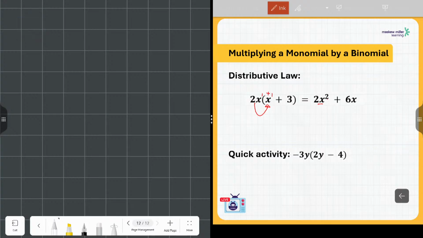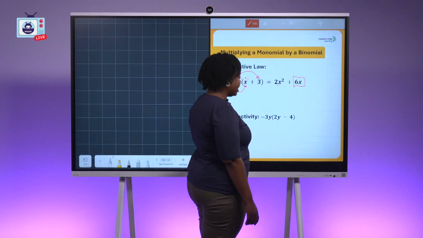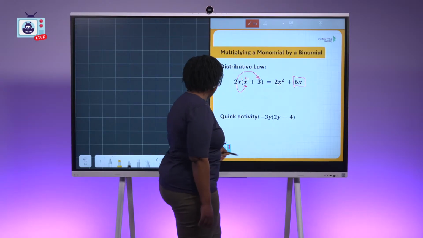Then we multiply again the 2x with 3. So 2x multiplied by 3 is going to give us 6x. How? 2 multiplied by 3 is 6. And then we keep the x, just like that. So what we did on the first one is what you're going to do on the second one, right? You're going to also do the same.